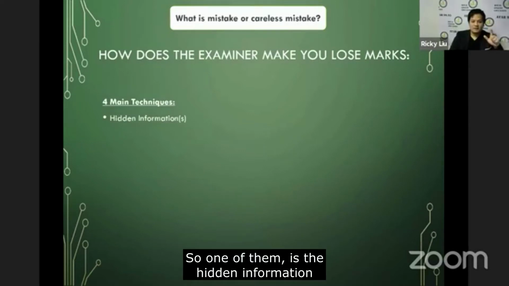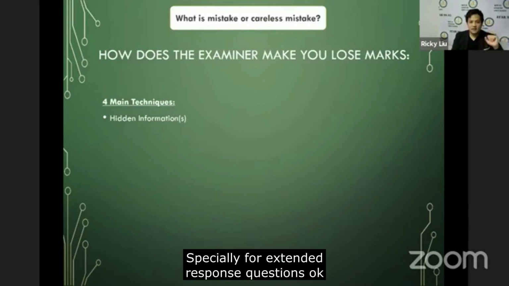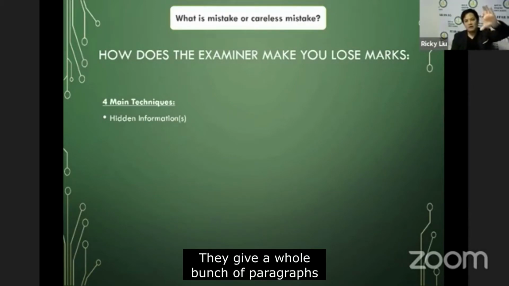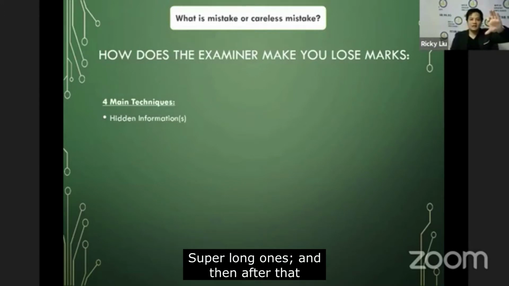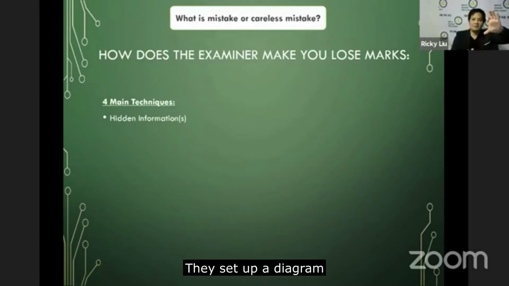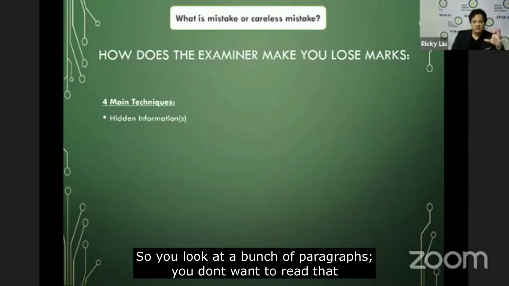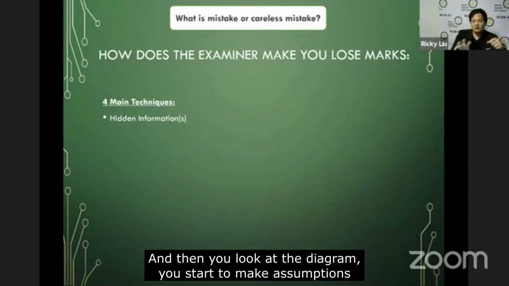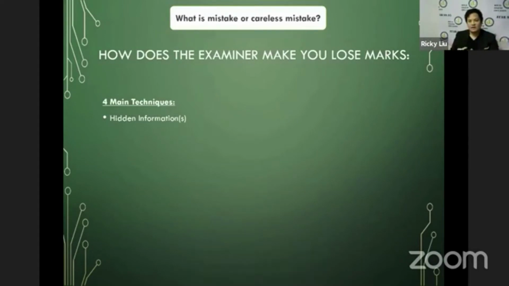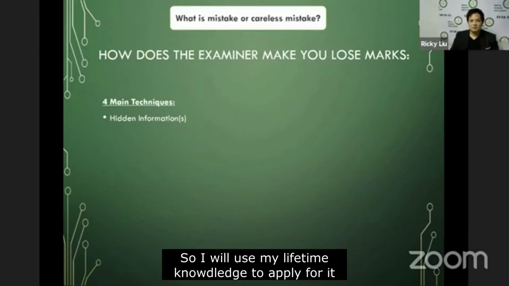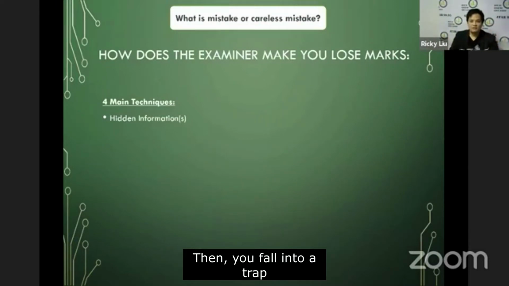One of them is hidden information. What do I mean by that? Especially for extended response questions, okay? They give you a whole bunch of paragraphs, a super long one, and after that they set up a diagram. So you look at the bunch of paragraphs, you don't want to read that, and then you look at the diagram and start to make assumptions. It kind of looks like this, or last time I saw something similar, so I will use my lifetime knowledge to apply it. Then you fall into a trap.